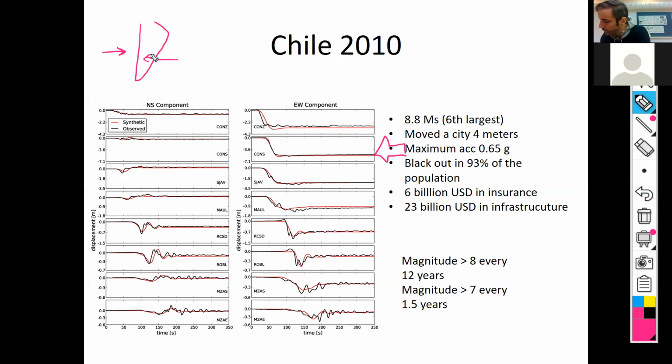So as you can see, the x-axis is in seconds, and the y-axis is in meters, right? So you can see that the entire city of Concepcion jumped something like 6 or 7 meters to the west in a matter of, yeah, maybe 10 or 20 seconds.